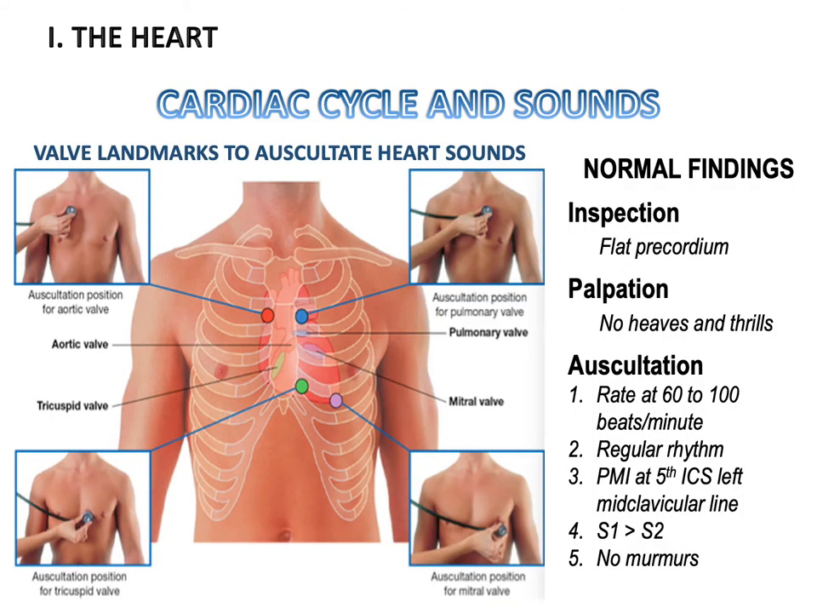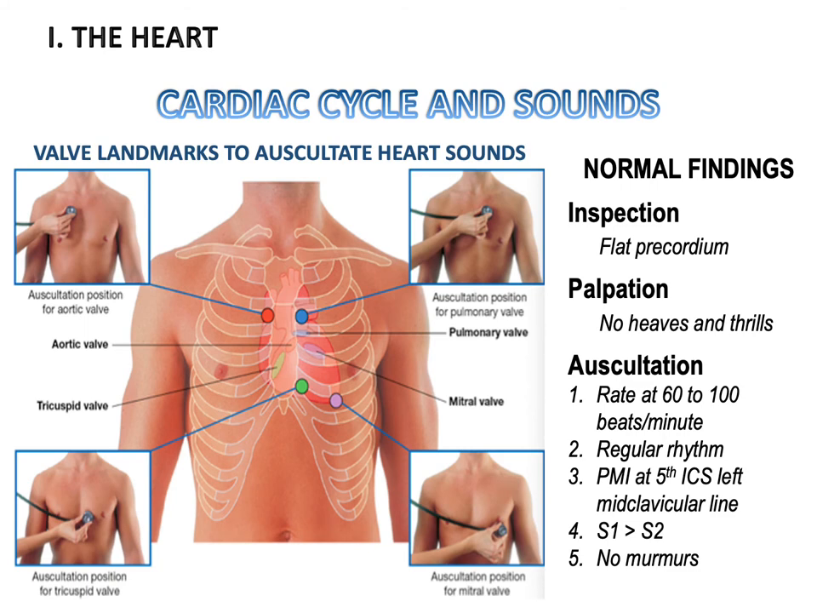Here now are the other landmarks of the valves that we use when auscultating the heart sounds. Remember, there are four valves: the pulmonary, the aortic, the mitral, and tricuspid. The pulmonary valve is located specifically to hear it best on the second ICS, just to the left of the sternum. The aortic valve is also on the second ICS, just to the right of the sternum.